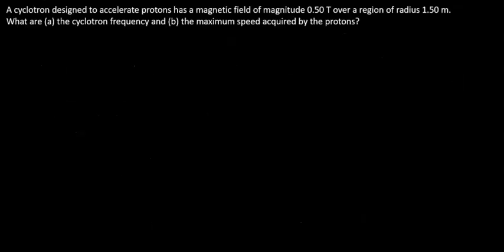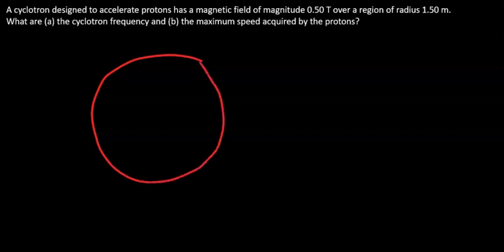Problem 3. A cyclotron designed to accelerate protons has a magnetic field with magnitude 0.5 Tesla over a region of radius 1.5 meters. What are the cyclotron frequency and the maximum speed acquired by the protons? Let's assume you have a circular region of magnetic field. The magnetic field is going into the plane, like that.